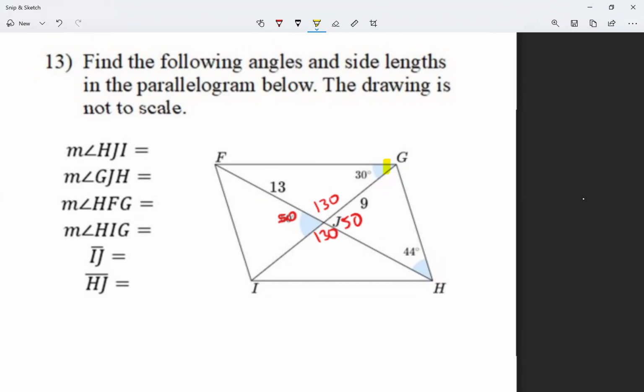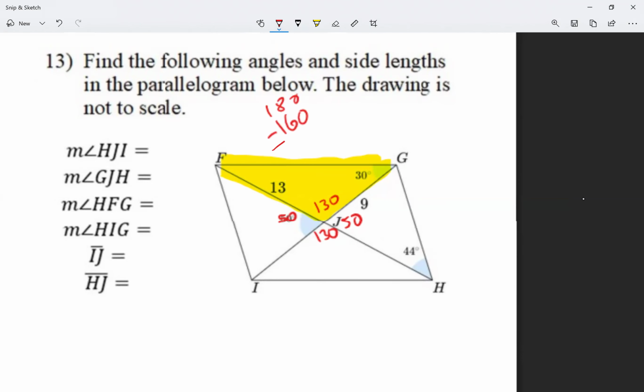I'm looking at this triangle here. Two angles are given, 130 and 30. If I add those two angles, 130 plus 30 is 160. So I add the two angles given and subtract it from 180. 180 minus 160 is 20. So I'm going to say this angle here is 20.